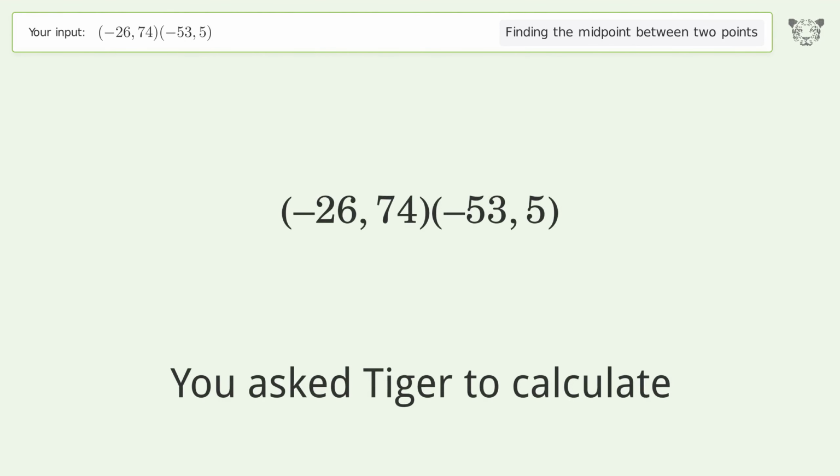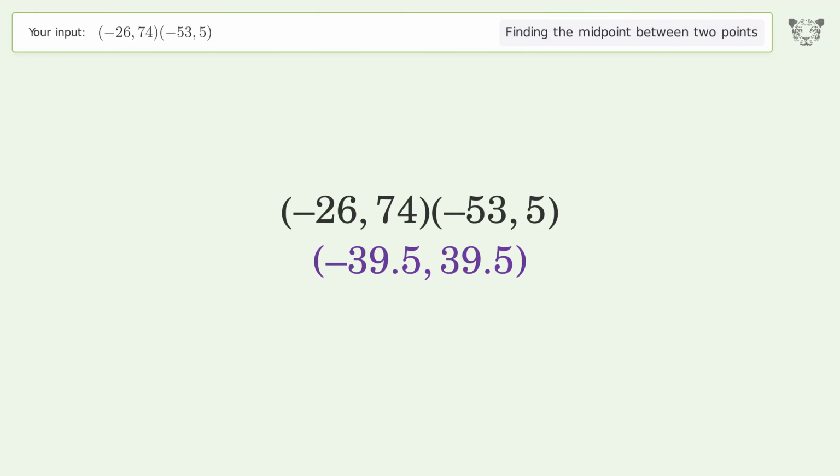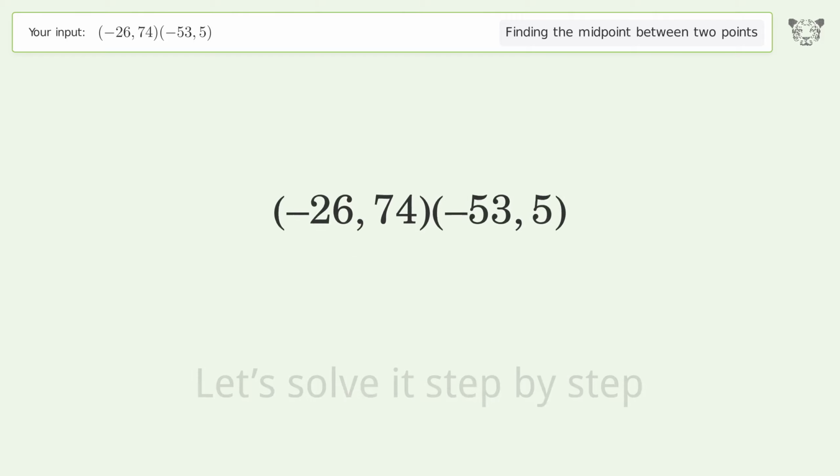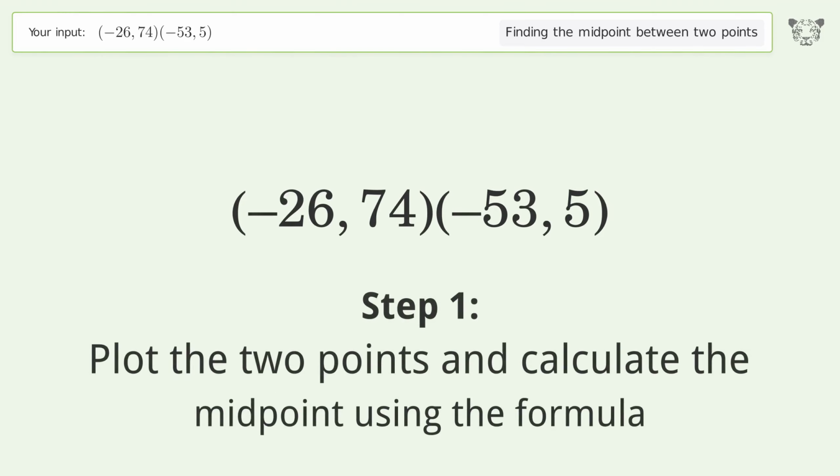You ask Tiger to calculate. This deals with finding the midpoint between 2 points. The midpoint between the 2 points is negative 39.5, 39.5. Let's solve it step by step. Plot the 2 points and calculate the midpoint using the formula.